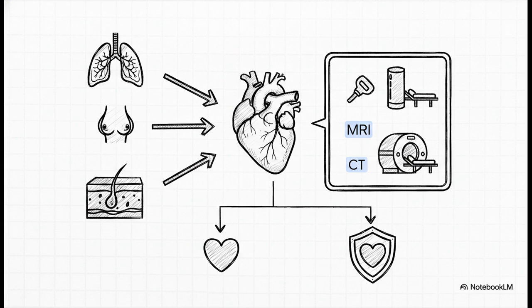Remember your imaging tools. Echo is all about motion, MRI gives you tissue characterization, and CT is your go-to for calcium. You got to integrate all the clues, follow that decision tree, and save the heart.